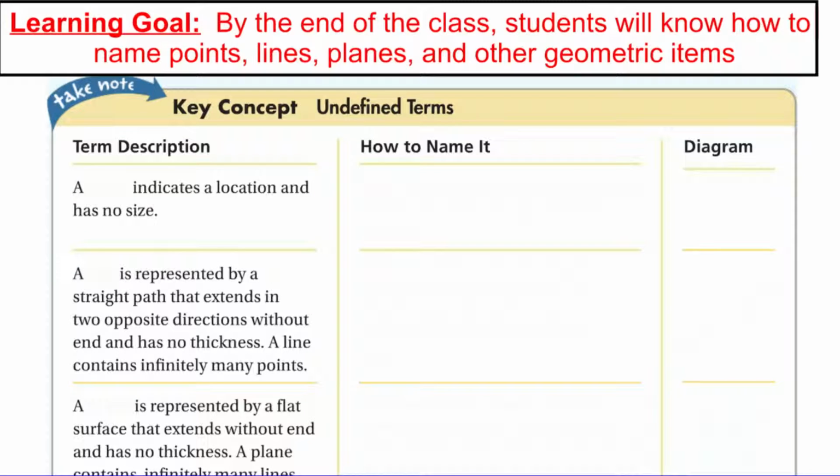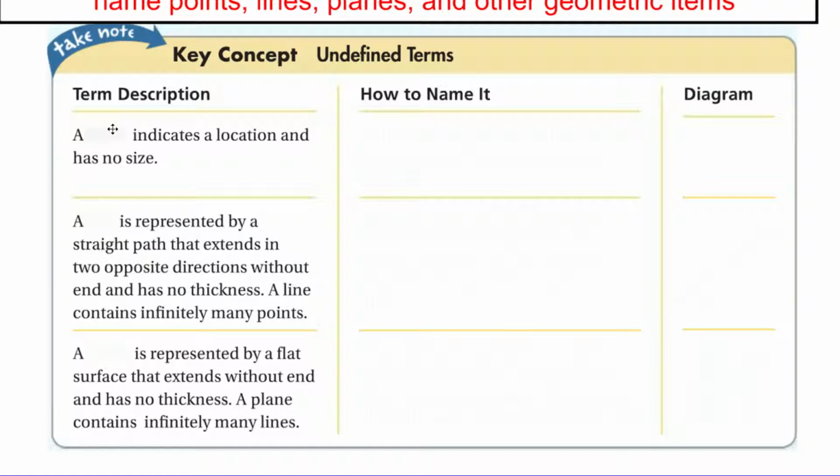So you can take a look at the top, some of the key ones that we're going to be looking at: points, lines, planes, and a few others. So let's start off going down a list of some key terms. So we're going to start off with a point.